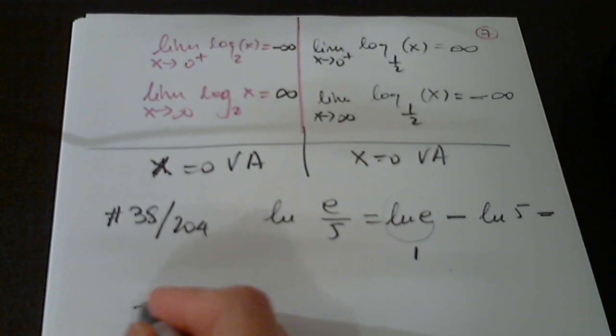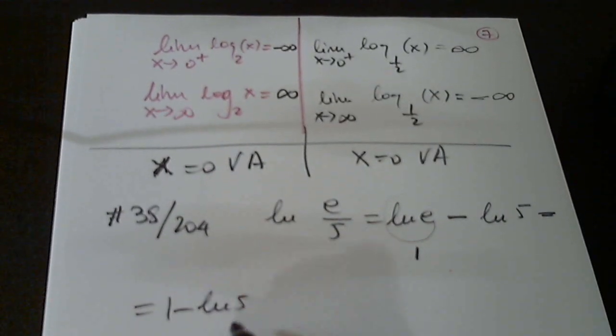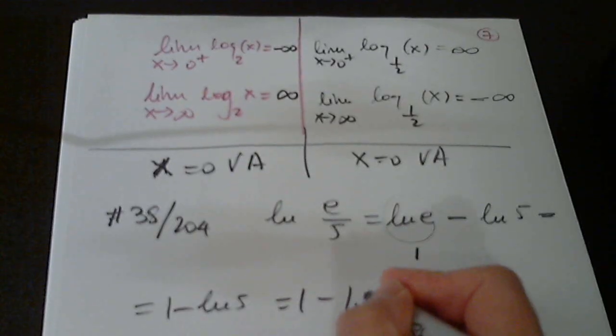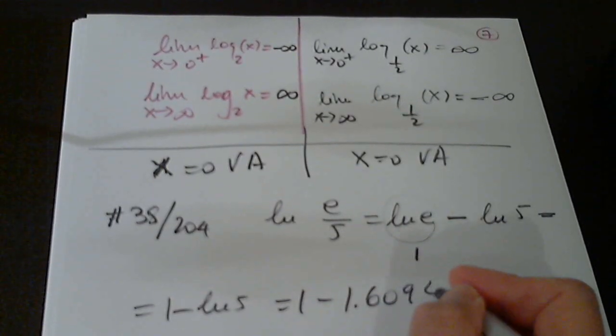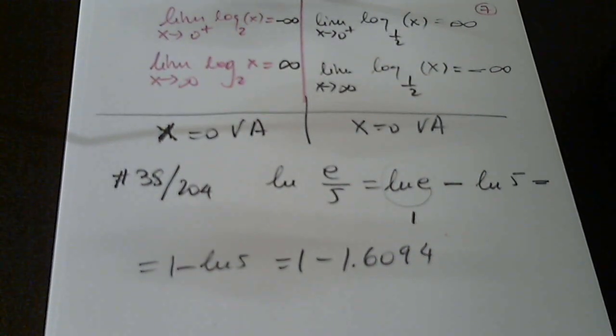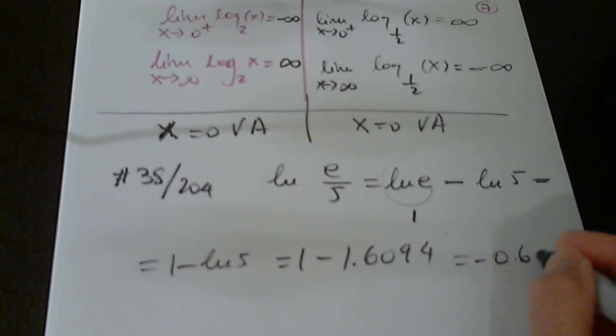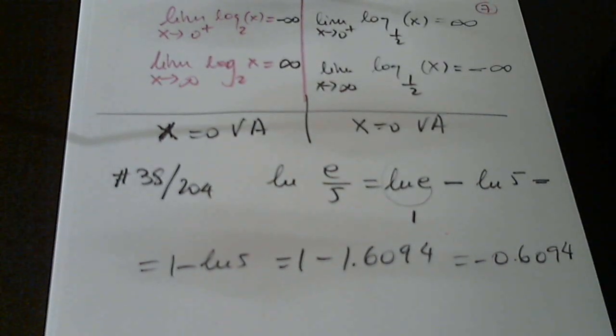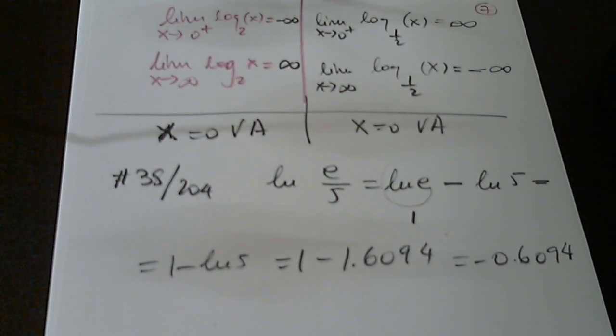So the final answer is 1 minus natural log 5, and they're giving us natural log 5 because they don't want us to use the calculator. So they're giving us natural log 5 as 1.6094. So 1 minus 1.6094. So this will be negative 0.6094. That's all we need to do.